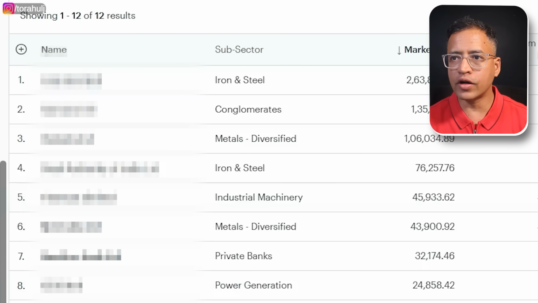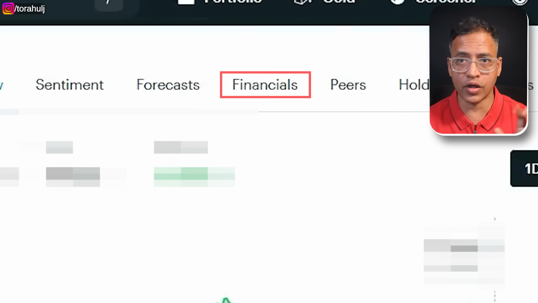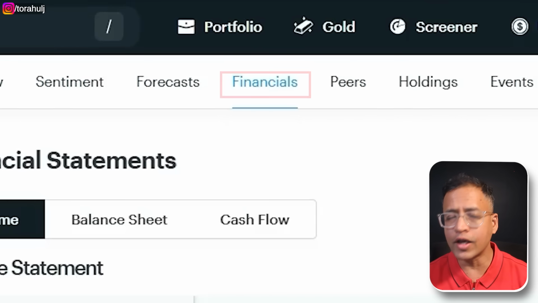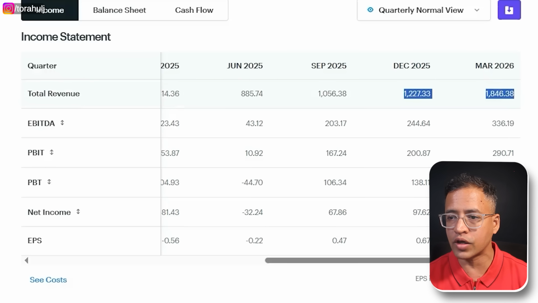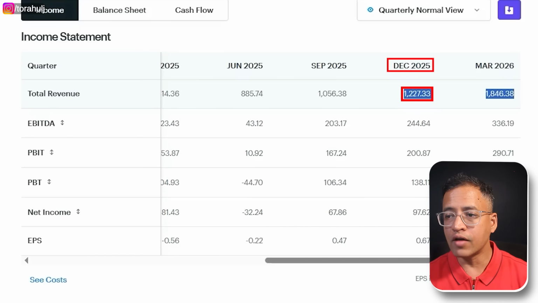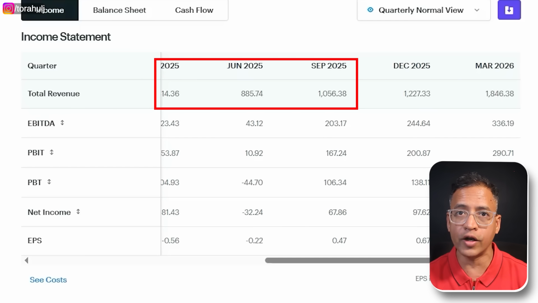So I click on that particular company, open it in a new window. Okay, the first thing I'm going to look at is the financials. Let's go to financials, and very quickly you will see that if you look at the top line, March quarter results have come out and you see a huge jump in the top line. Okay, 1227 crores to 1846 crores. That's a huge jump compared to the previous quarters if you go and note that, right?